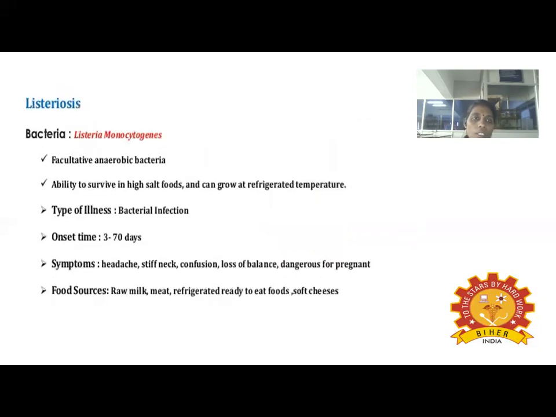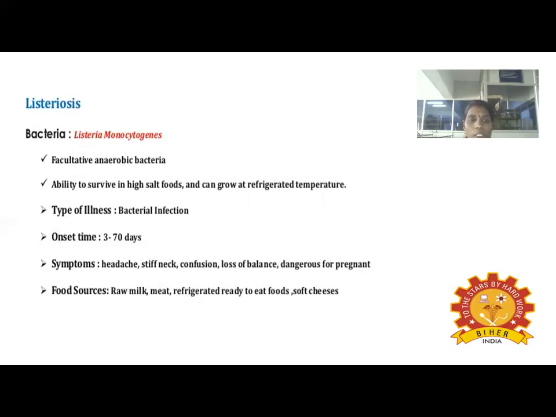Then listeriosis. The bacteria causing this disease is a facultative anaerobic bacteria, with the ability to survive in high salt food, and it can grow at refrigerated temperature. The type of illness is a bacterial infection, with an onset time of 3 to 70 days. The symptoms are headache, stiff neck, confusion, loss of balance, and it is dangerous for pregnant women. These are all the symptoms that will come.